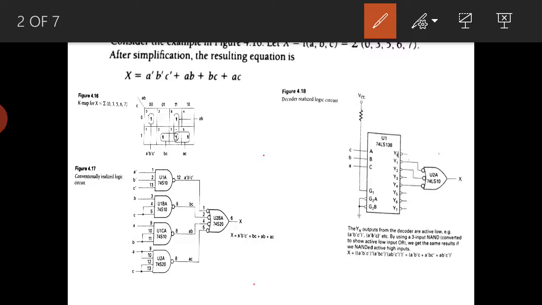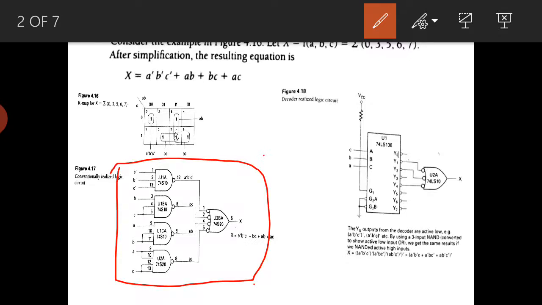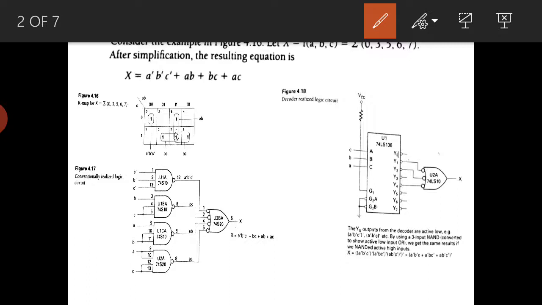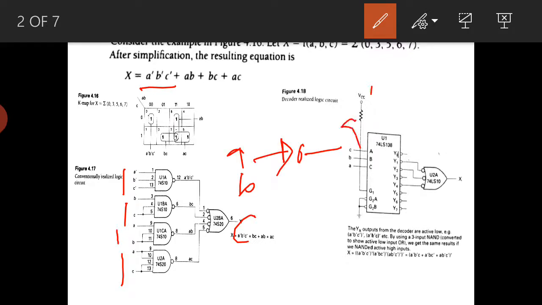Here the same thing is done using the basic gates, by using NAND gates and an OR gate. As we know, the equation is a bar b bar c bar plus ab plus bc plus ca. So this is a bar b bar c bar, then bc, ab and ca. Here we are directly using a bar b bar c bar. It is not like a, b, c going to a NOT gate to give a bar. The NOT gate is not mentioned, so they have directly taken a bar b bar c bar.